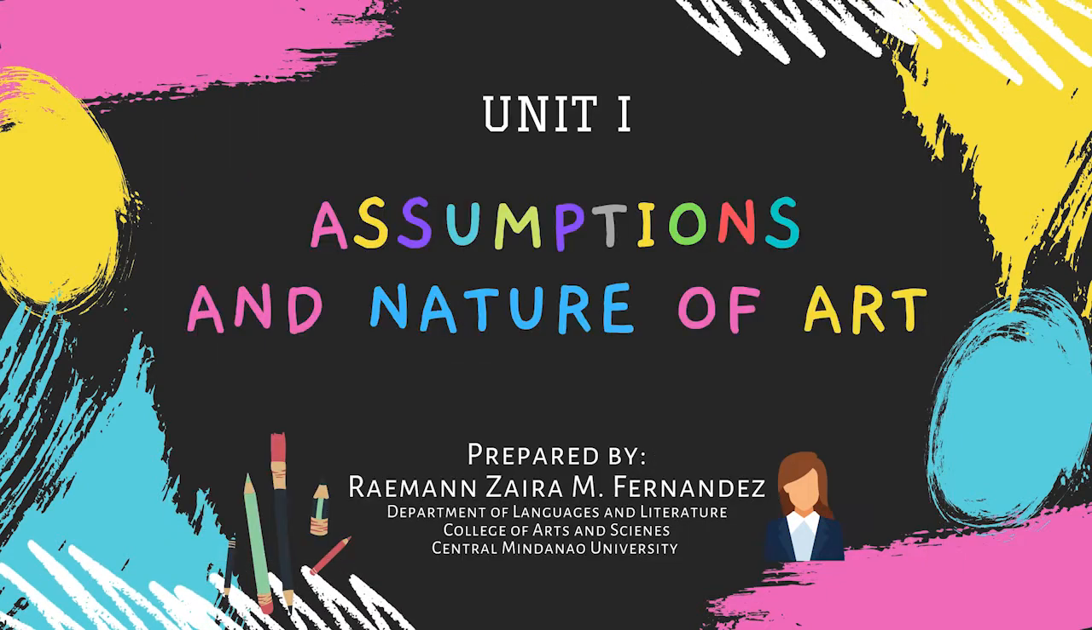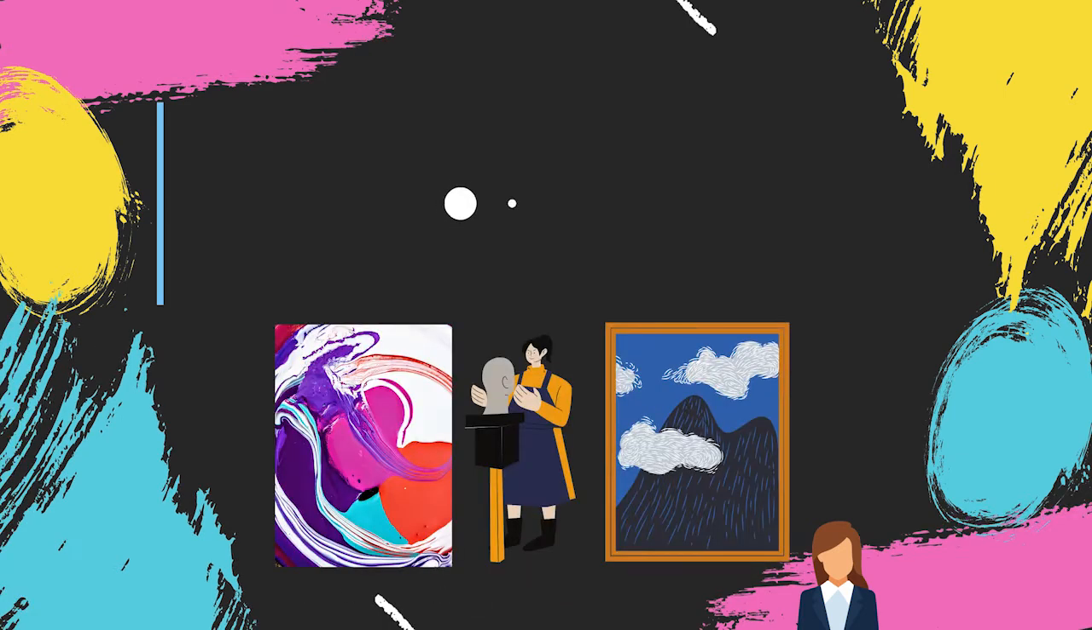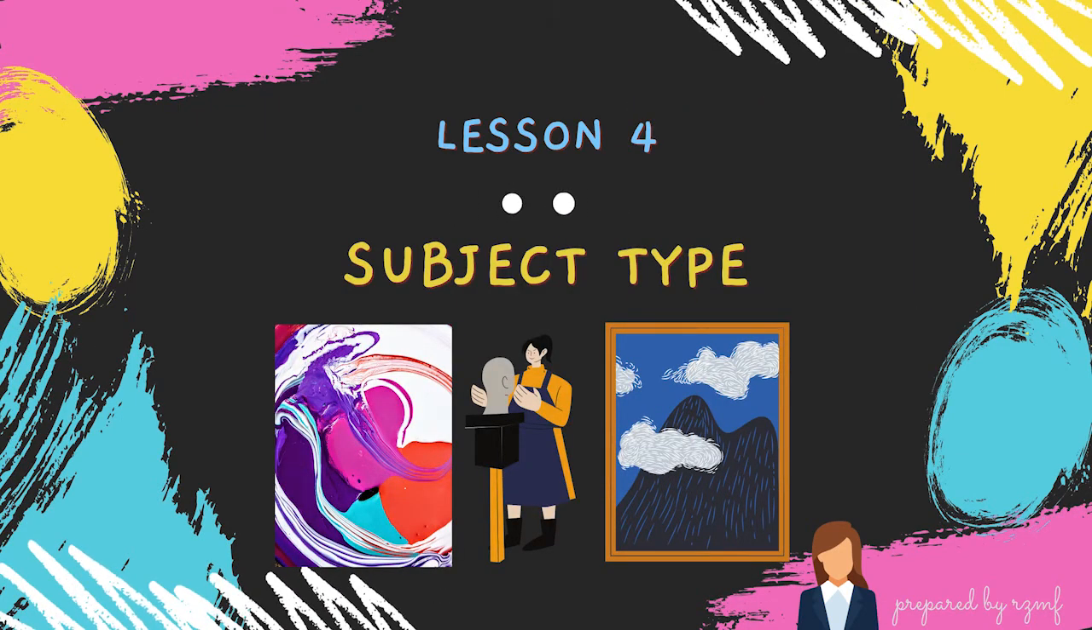Welcome. This is still Unit 1, Assumptions and Nature of Art. Are you ready? At the end of the lessons, the learners are expected to do the following. In this lesson, we are going to characterize the types of subjects in art, because in Lesson 4, we are going to talk about subject types.